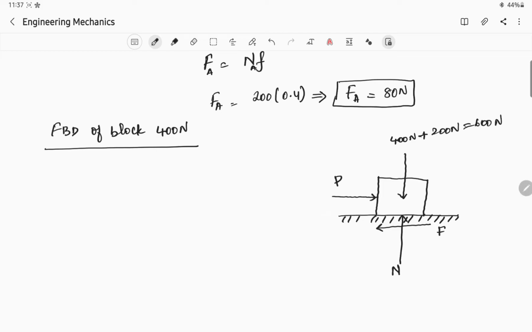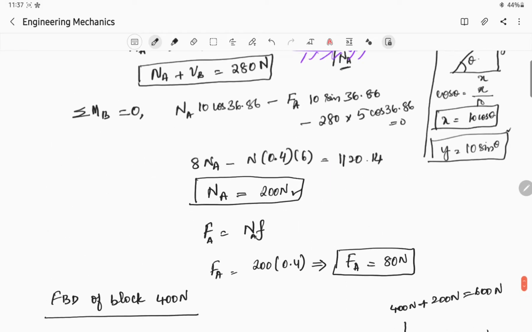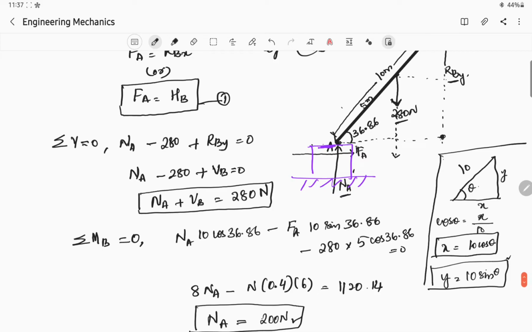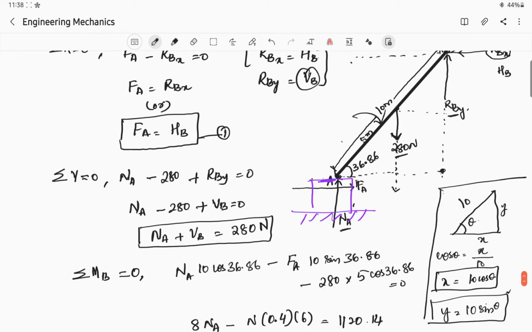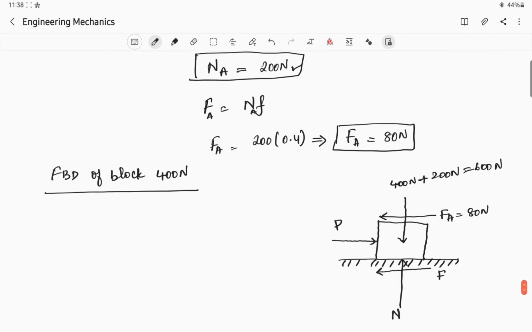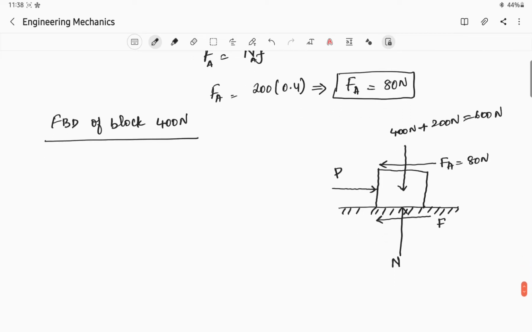Now since the block is moving in right side direction, we'll be having a frictional force, that is this frictional force FA, which is equal to 80 Newton. In the upper case, we have taken frictional force in right direction for this bar AB, but for this one my frictional force will act in opposite direction to the movement of the body, whereas this bar will try to move in left side direction. That is why we have considered the frictional force acting on right side direction for bar AB, whereas for the block the frictional force will act in negative x direction.